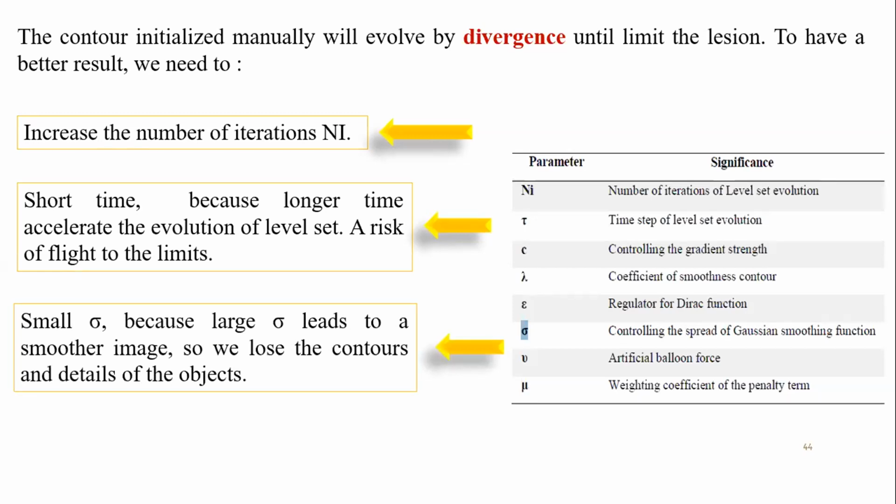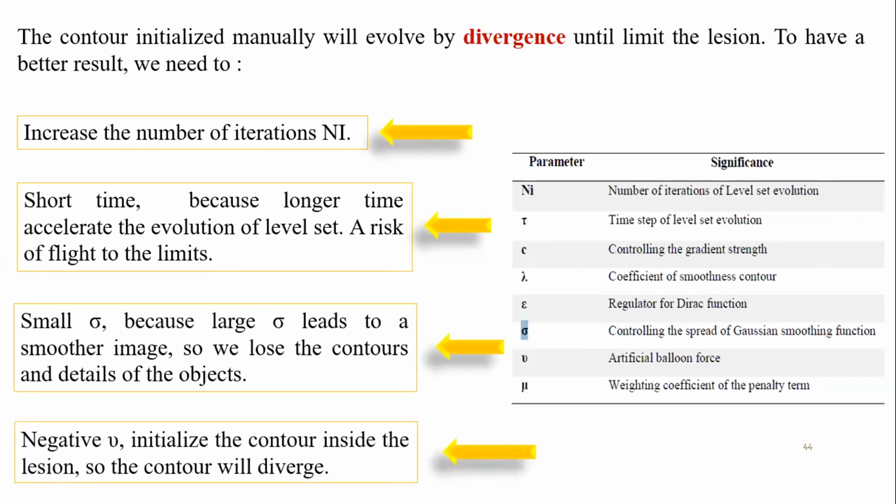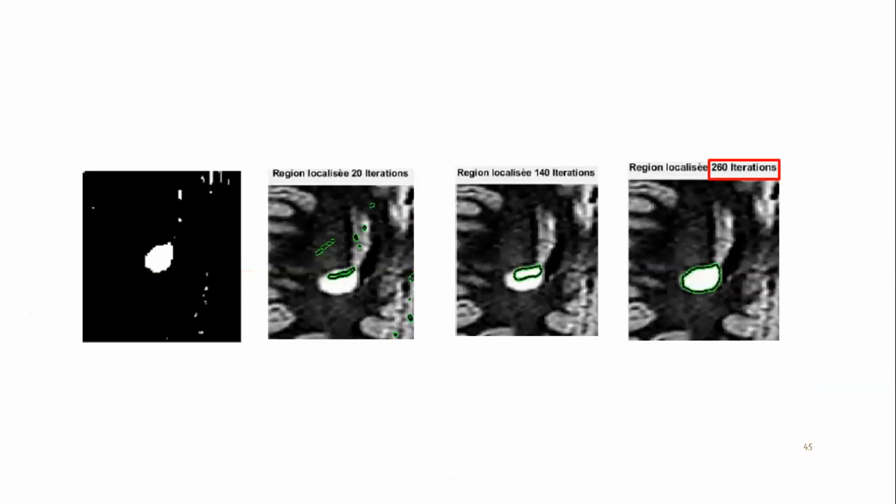Small sigma, because large sigma leads to a smoother image, so we lose the contour and tail of the object. And negative inside the lesion, so the contour will diverge. So here we have the lesion already segmented by FCM and geodesic model. We will extract the edge, and we will make this edge evolve by divergence until we limit the lesion.